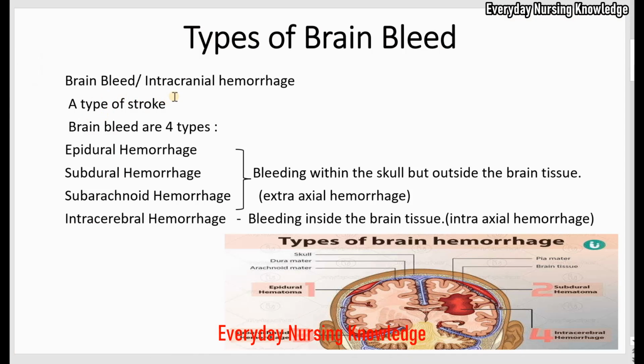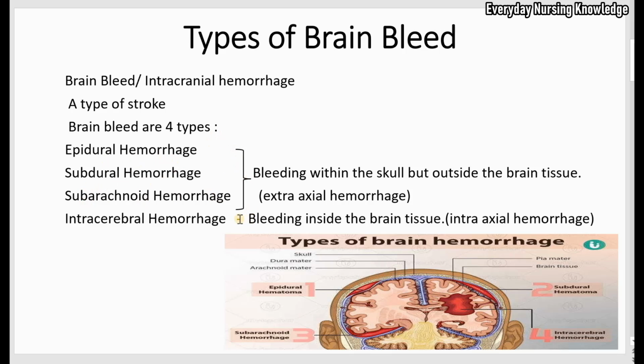Brain bleed is also called intracranial hemorrhage. It is a type of stroke. Stroke is decreased blood supply to the brain, and it can happen due to a blood clot or bleeding into the brain. Now, brain bleed or intracranial hemorrhage has four types, and they are epidural hemorrhage, subdural hemorrhage, subarachnoid hemorrhage.